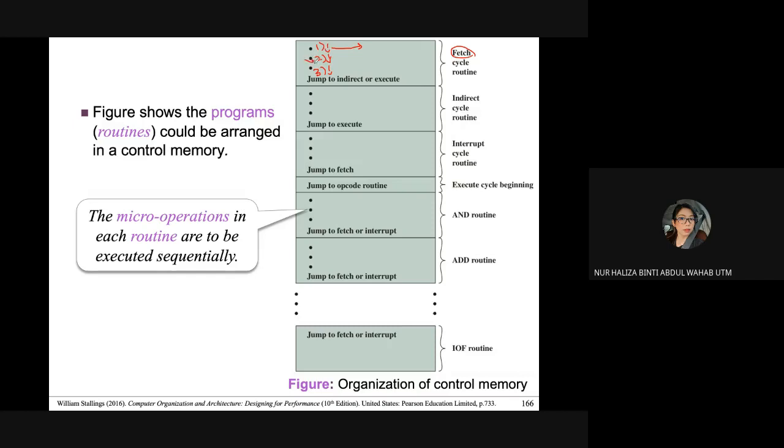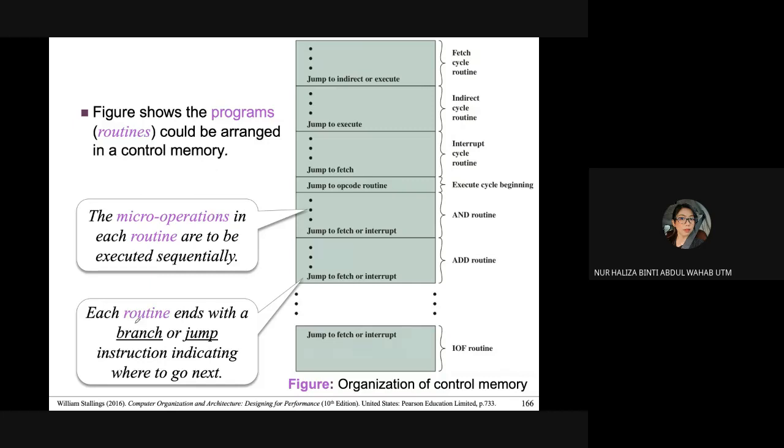After you finish this one, then you can continue with 2. After finishing 2, then you continue with 3. You cannot jump from 1 and then go to 3, or maybe from 3 go to 5. You cannot do that in the micro operation. But if you look over here, for routines like fetch, indirect, and interrupt, it can jump to another. It's not going to be sequential like this.